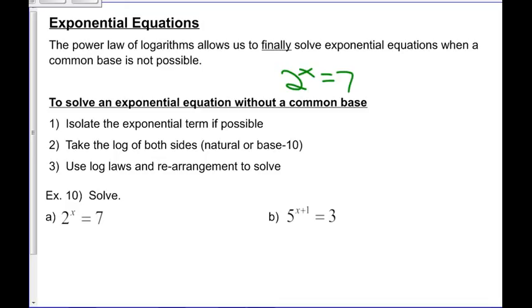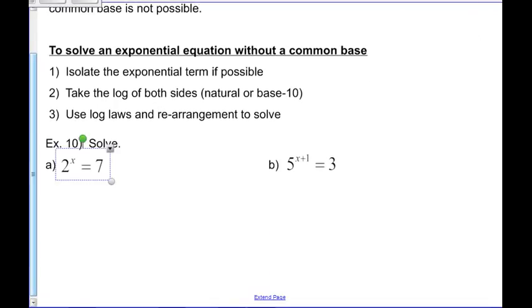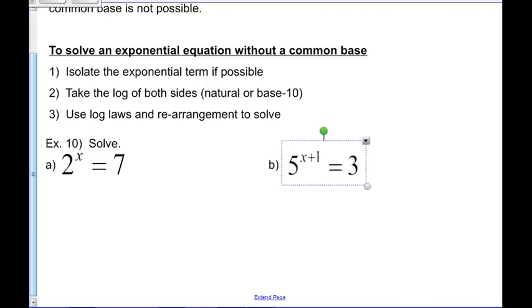Well, now that we have logarithms, we have an approach for solving that type of equation. And here is the approach. Number 1, isolate the exponential term if it's possible. Number 2, take the log of both sides, either a natural or base 10 log, it doesn't matter. If you see an e, you should probably use a natural log. Number 3, use log laws and rearrangement to solve. Okay, and I'm not going to do the absolute toughest ones here. We just want to get the point across. So I'll do 3 examples.